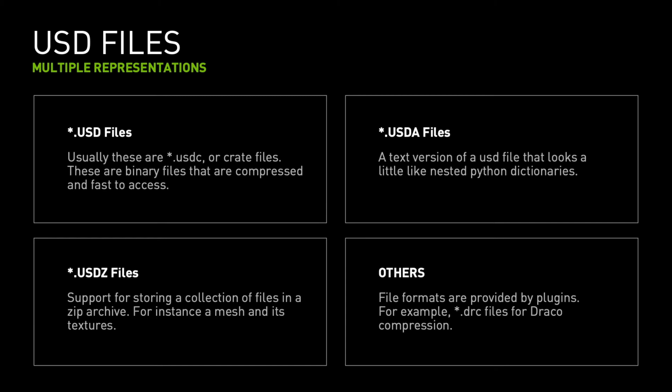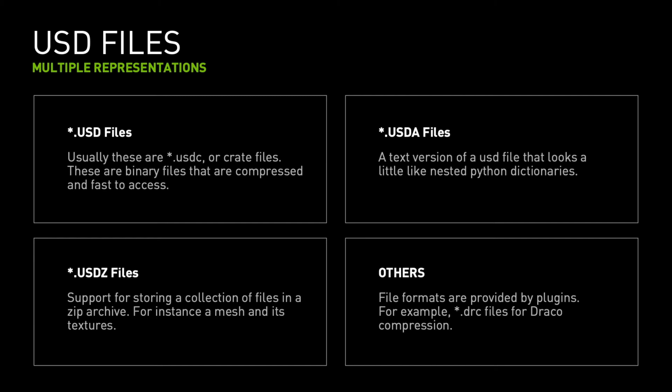The USDA file format is a human readable text format. Any USD file can be converted into USDA. This can be useful to understand what's in a USD file without rendering it, and for debugging and experimenting. USDA files can be opened and rendered just like USD files, and they can also be stored with a USD extension, just like crate files.